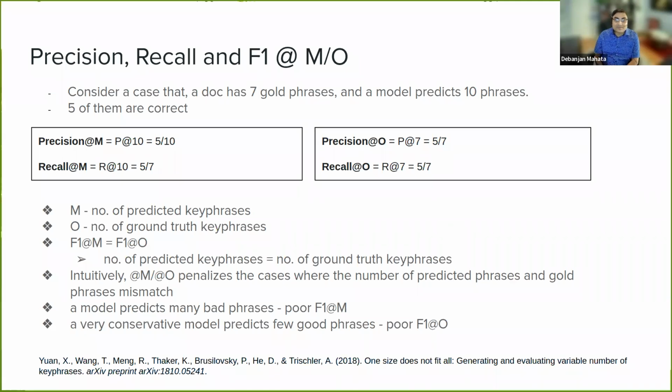So what's the advantage of using this? If a model predicts many bad phrases, it will have a poor F1 at M.